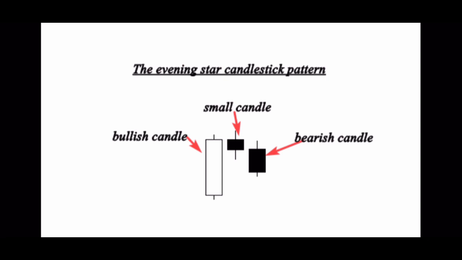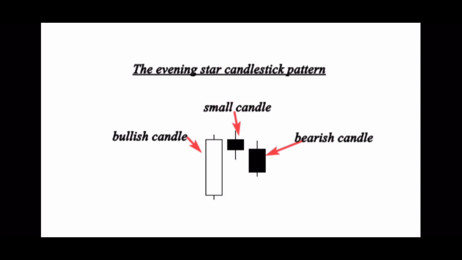The Evening Star pattern is considered a bearish reversal pattern that usually occurs at the top of an uptrend. The pattern consists of 3 candlesticks again. The first candlestick is a bullish candle. The second is a small candlestick, and it can be either bullish or bearish. It could be a doji or any other candlestick. That third candlestick is a large bearish candle. In general, the Evening Star pattern is the bearish version of the Morning Star pattern.